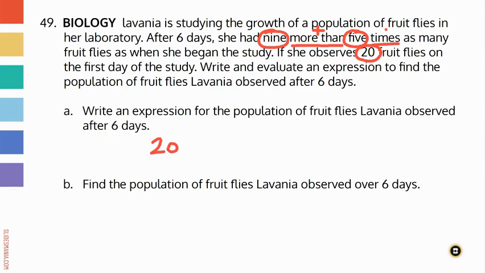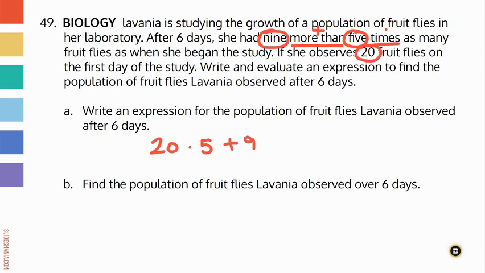So she started off with 20, and then she had 5 times as many. That's 20 times 5. And then she had 9 more than that. So plus 9. Okay, so there is our expression.